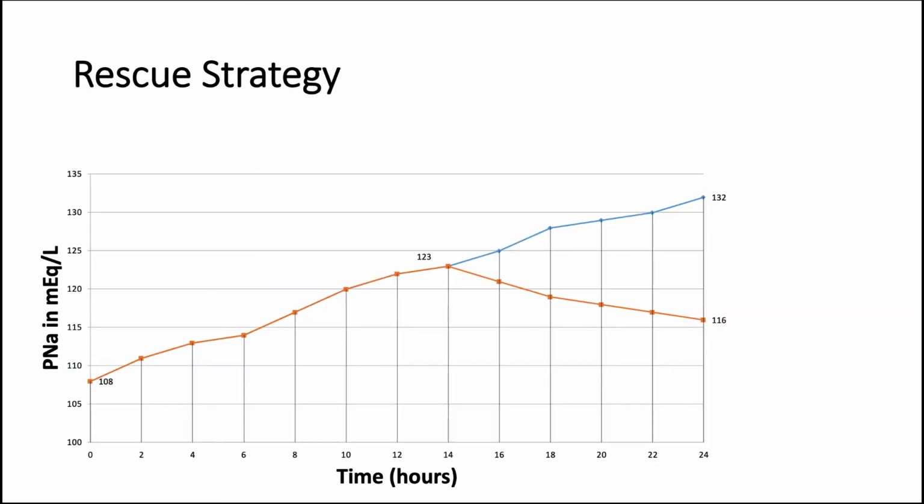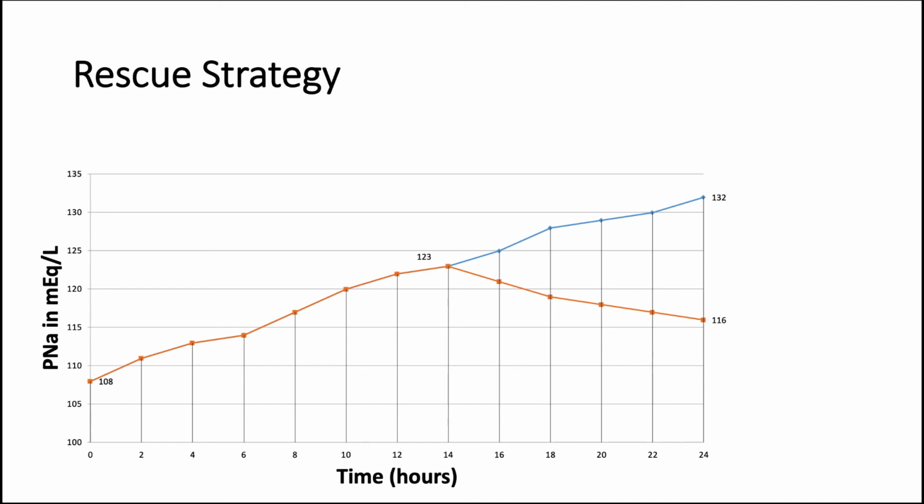And finally, this is the approach that is the least desirable. It's called the rescue strategy, which is when overcorrection has already occurred, when the sodium has already gone over the limit of 8. In this case, the sodium has gone up from 108 to 123, so a correction of 15. That's over the limit of 8.